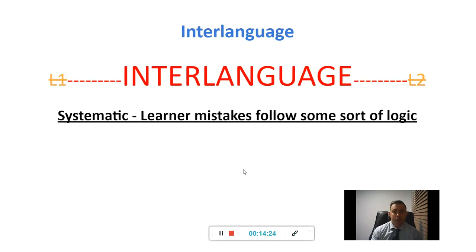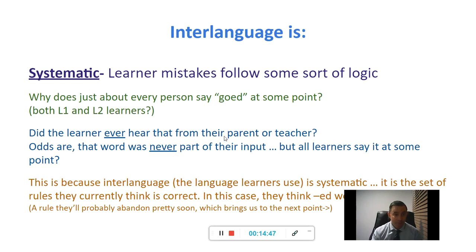Interlanguage is, very importantly, systematic. It's not random. It's not a slip of the tongue. There's some system that's informing it. Some logic is informing your interlanguage when you make some kind of mistake. It's based on a rule that you made for yourself. Okay, it's systematic, right? Learner mistakes follow some sort of logic.